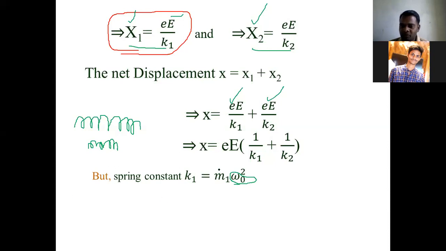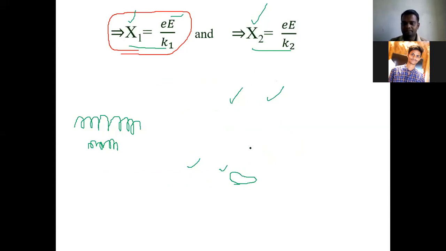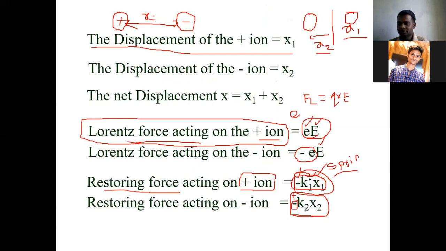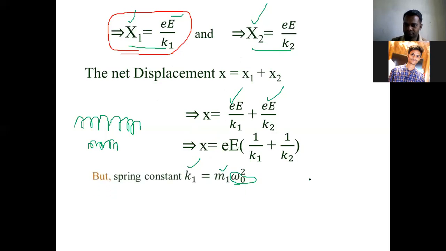Here m1 is the mass of the positive ion, and K1 is the spring constant of the positive ion. So K1, the spring constant of the positive ion, is equal to M1, the mass of the positive ion, into omega naught square. Linear velocity V equals R omega, where V is the linear velocity, R is the radius and omega is the angular velocity.